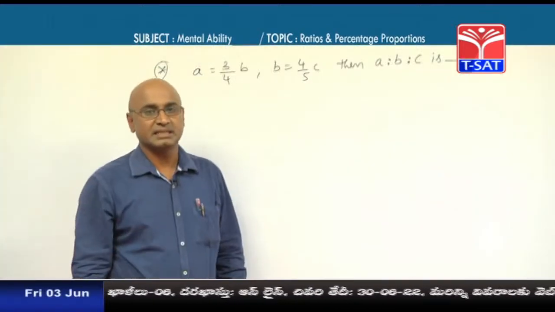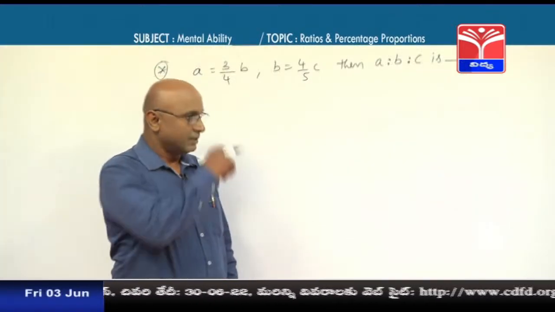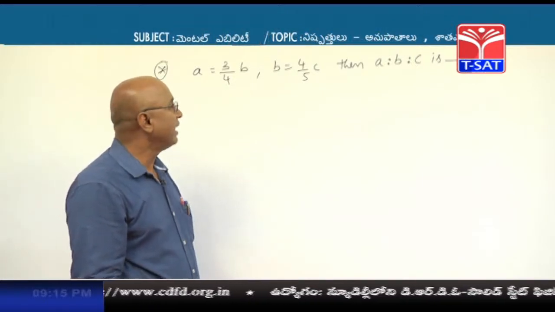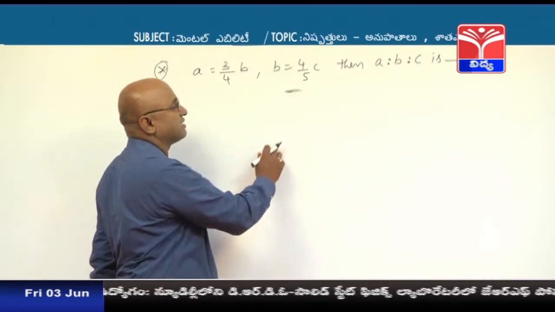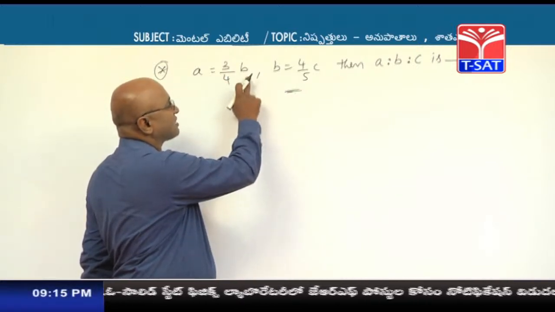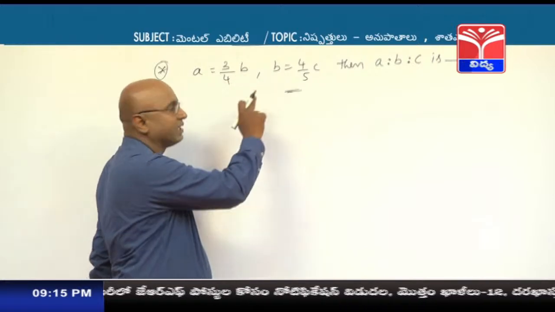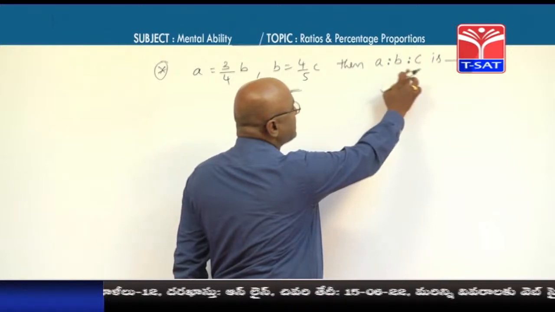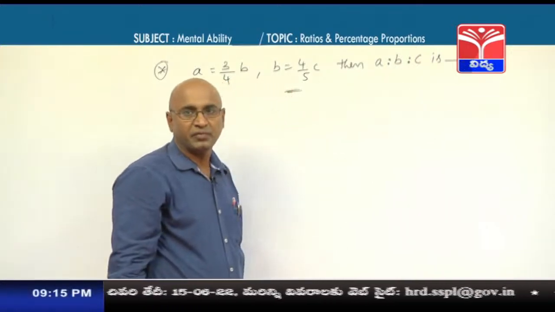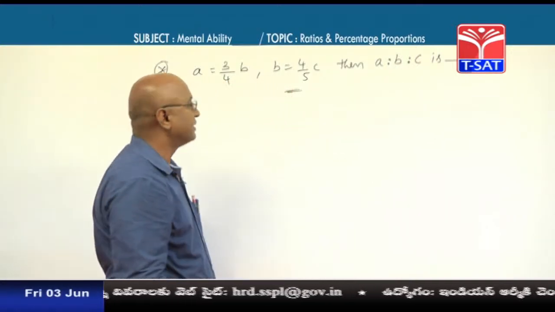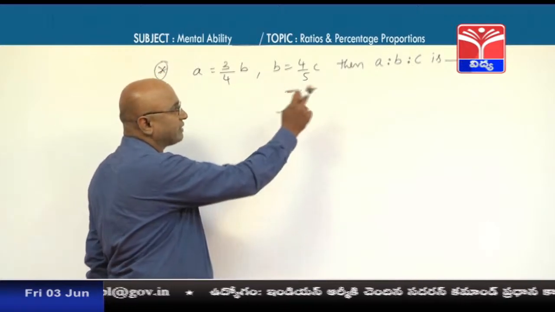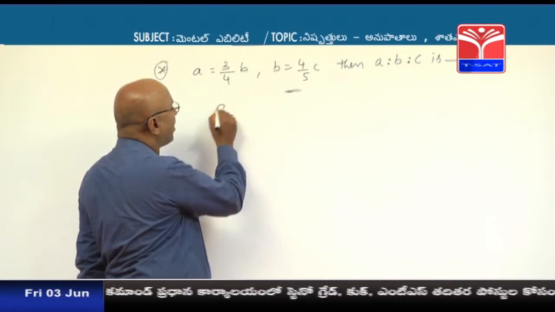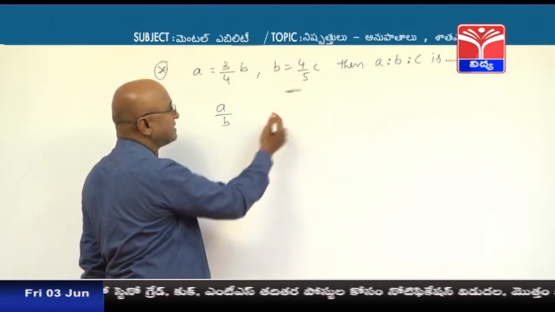And the next problem is, here two expressions are given. A is equal to 3 by 4 B and B is equal to 4 by 5 C. See, here three unknowns are there, A, B, C. Here what is asked is the ratio of A is to B is to C. What is the ratio of A is to B is to C? Correct? Now, in order to find out that A is to B is to C, we have to convert these expressions in the form of A by B and B by C.